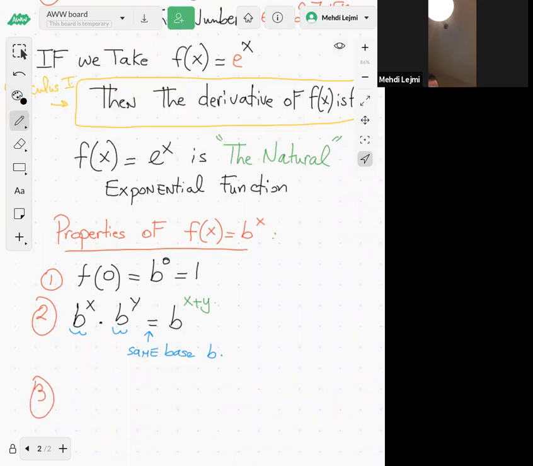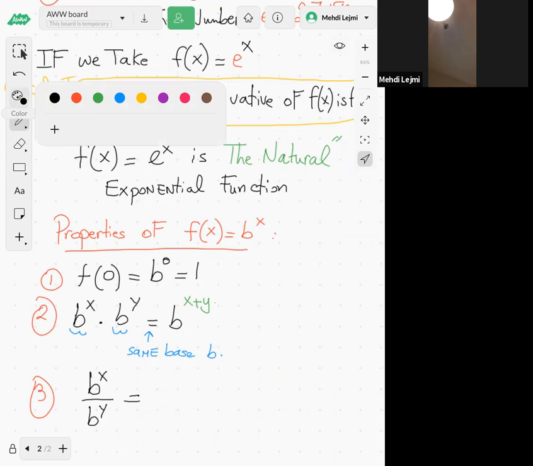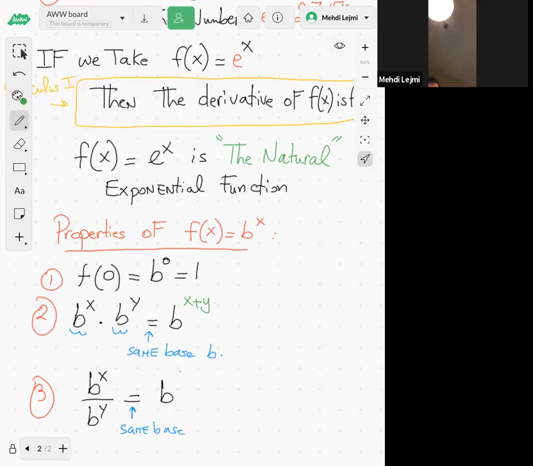If you divide two exponentials with the same base, if you have b to the x over b to the y, then there will be b to the power x minus y. So the power in the denominator comes with a minus sign. So it's x minus y.